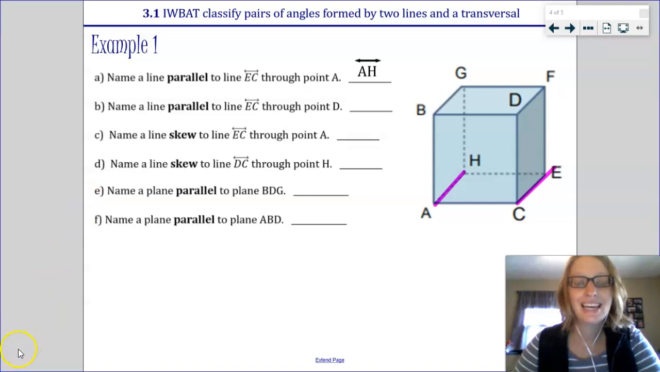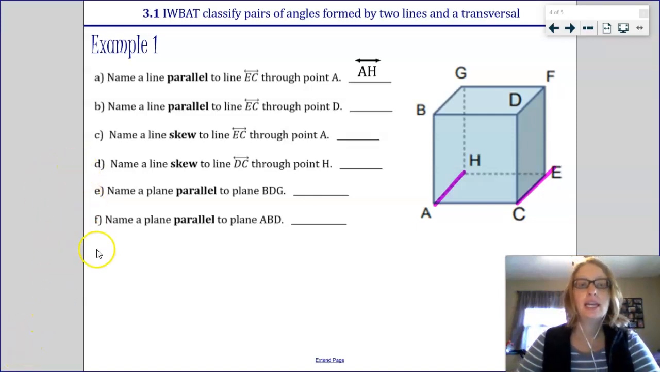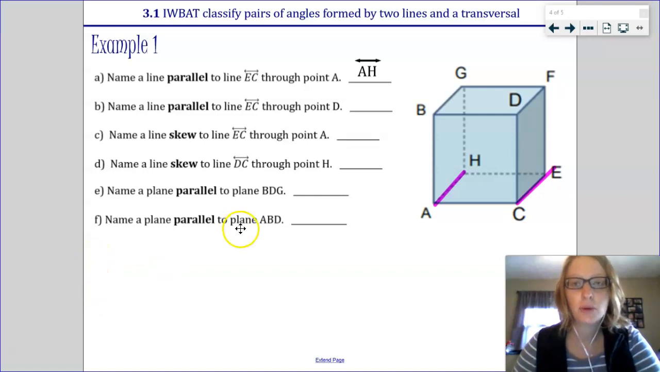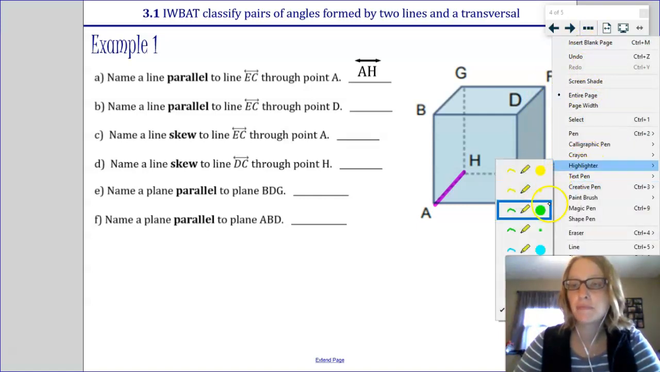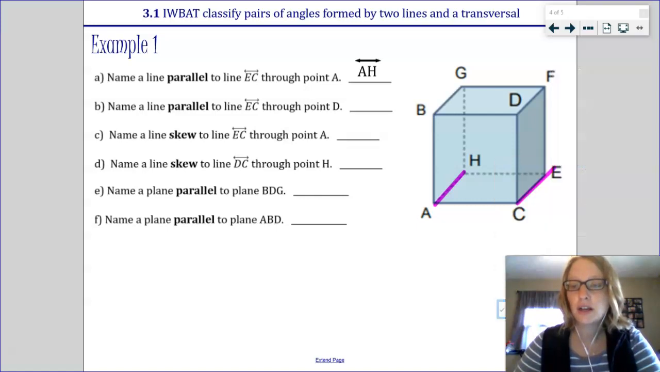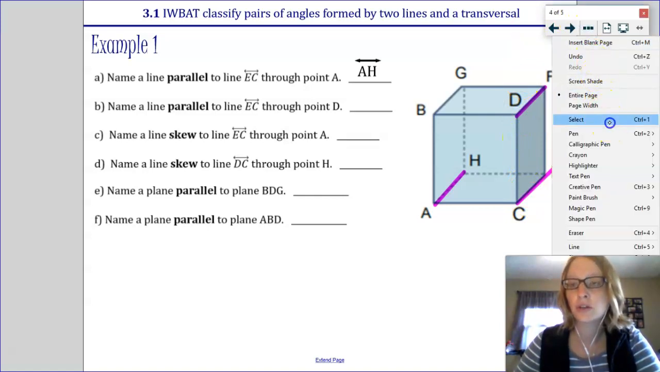Let's take a look at another example, B. Name a line parallel to EC through point D. Well, now we've got EC, which is still our parallel line, but now we want the parallel line to go through D. Let's take a look. Here's EC, again, still highlighted in purple. Point D is up at the top of the box. A parallel line would also be D to F. Notice D to F and E to C are still in the same plane, the right side of the box, but again are never going to cross or intersect one another.